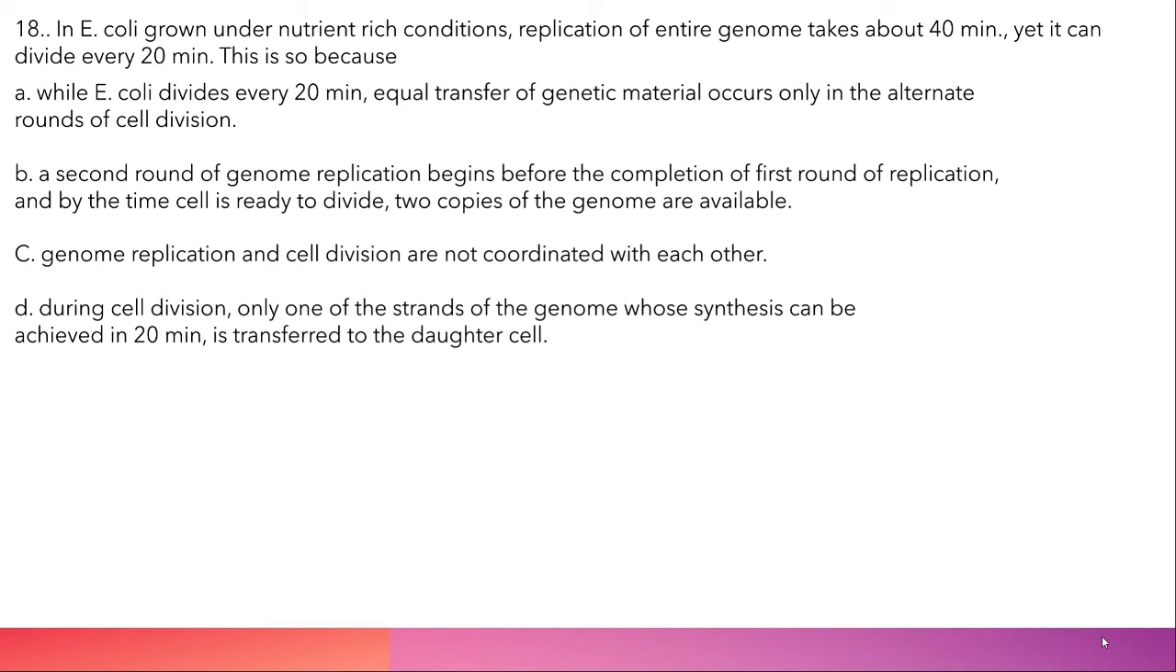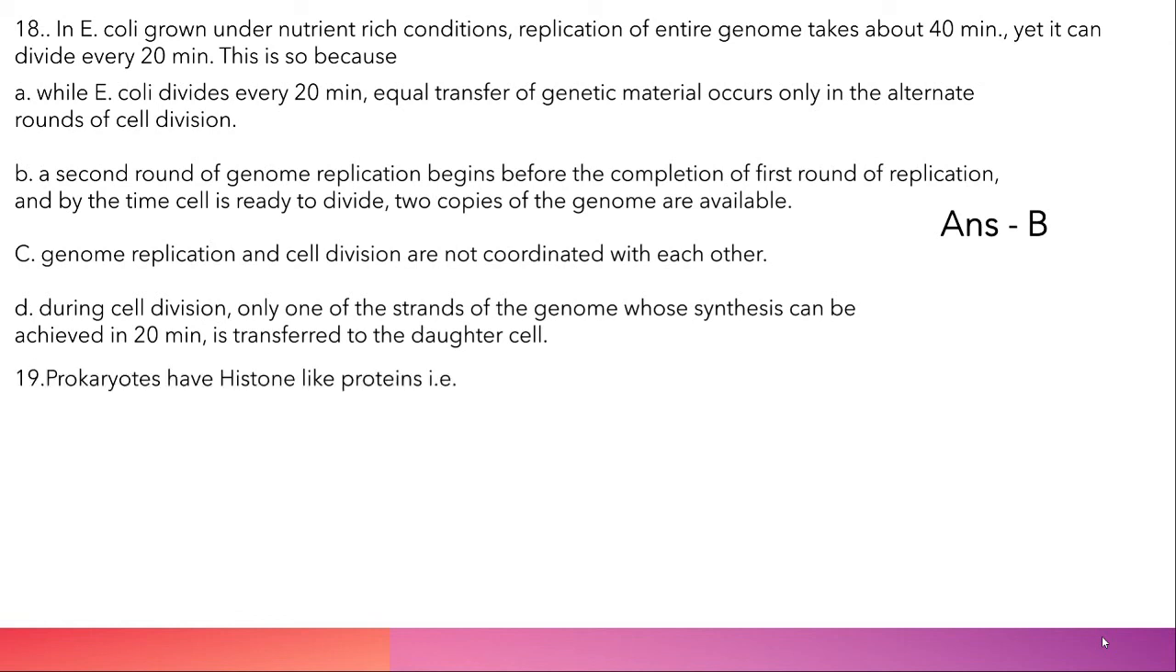The third option is genome replication and cell division are not coordinated with each other, and the fourth option is during cell division only one of the strands of the genome, whose synthesis can be achieved in 20 minutes, is transferred to the daughter cell. So the correct option is option B, that is a second round of genome replication begins before the completion of the first round of replication, and by the time the cell is ready to divide, two copies of the genome are available.